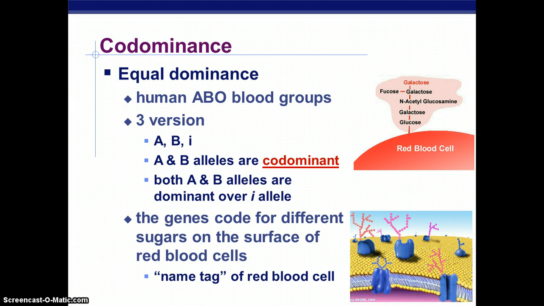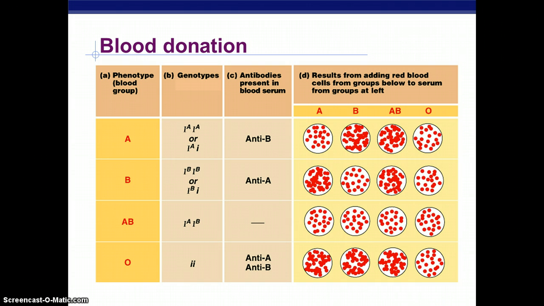In codominance, that means that both alleles are dominant. So for example, your blood type. There are three versions, A, B, and O. So we said in class, or in one of the classes, that basically blood type can be determined by an I gene. The A and B alleles are both codominant, meaning that both A and B are dominant over the O and can affect what type of blood you have. So the genes code for a different sugar on the surface, and it's basically like this little tag that will say if you are either type A or type B or AB.